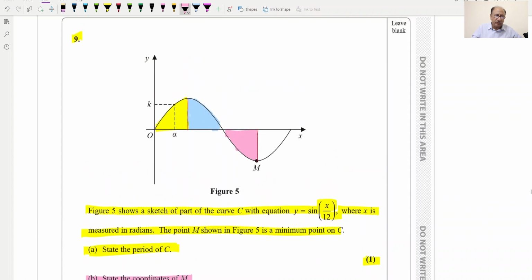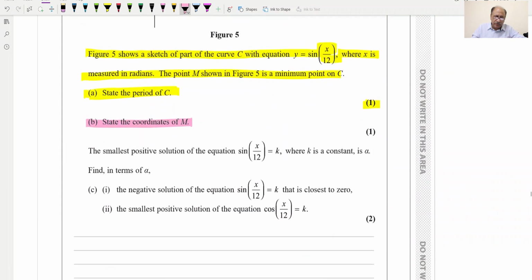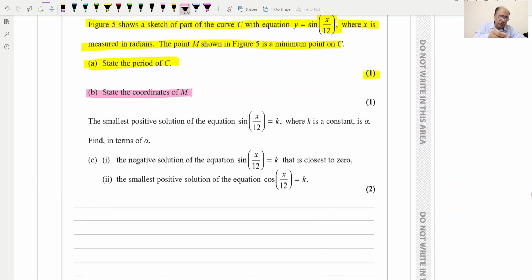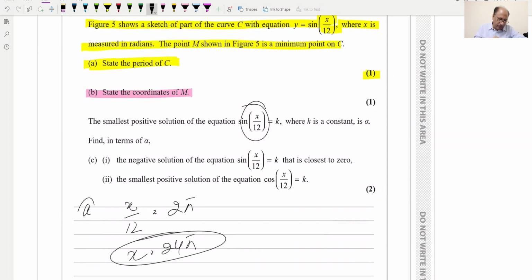Period will be what? We know the sine curve repeats after 2 pi, so in this case we take x by 12. x by 12 is equal to 2 pi, so x will be equal to 24 pi, so this will be the period. This is the part A 1 mark question which we are done with.